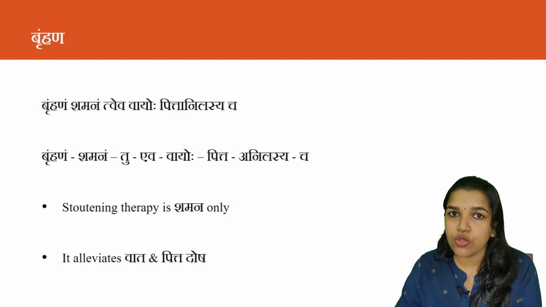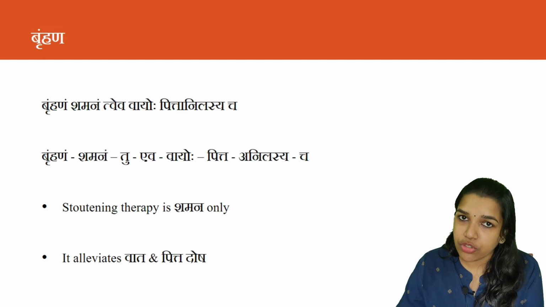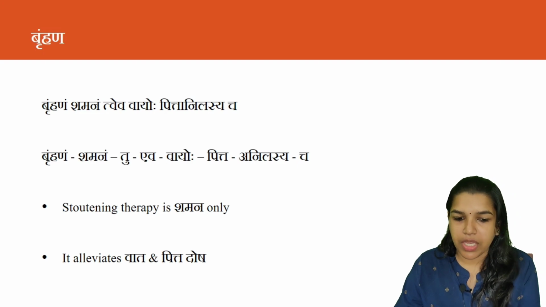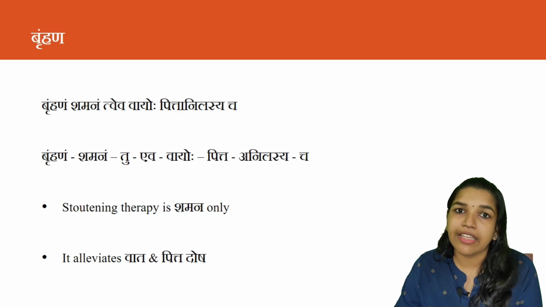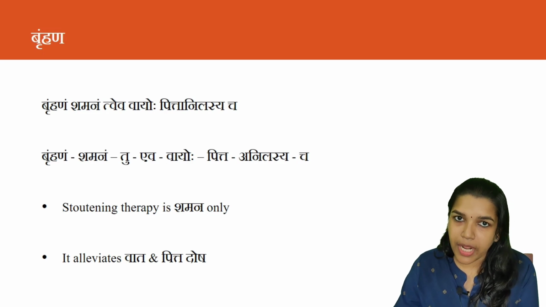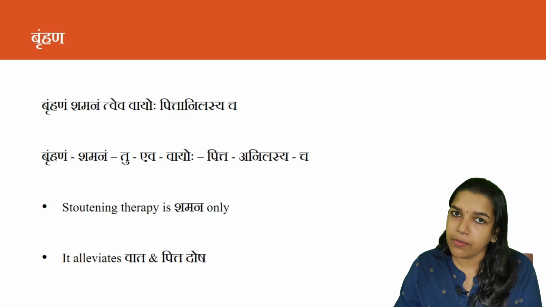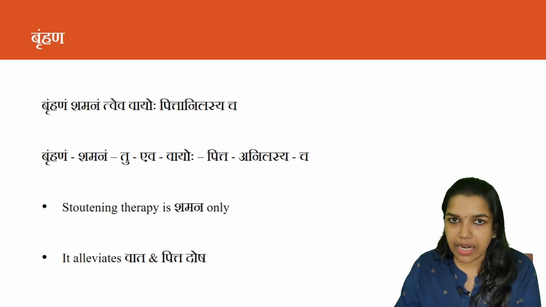So whenever the Vata doshas are in disturbed state or in the aggravated state, we have to go for the Brahmana therapy. So Brahmana will be helping Vayoho Pittanilasya cha, that is, it will be helping in reducing the Vata and Pitta dosha, and Brahmana will be increasing the Kapha dosha. So Brahmana is only 1 type, that is Shamana, and it helps in reducing the Vata and Pitta dosha. Already we have seen the Upakramas are of 2 types, that is Brahmana and Lankhana.